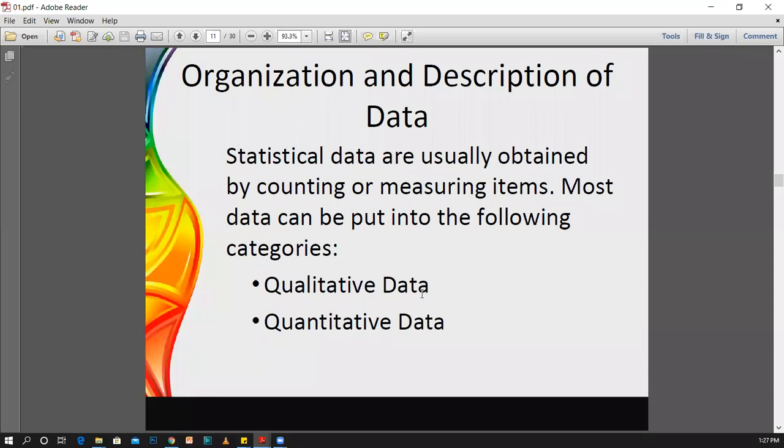Okay. Now we will go to the organization and description of data. Normally, statistical data are obtained by counting or measuring items. When you are counting or measuring the items, most of the data can be divided into two categories: qualitative data and quantitative data.